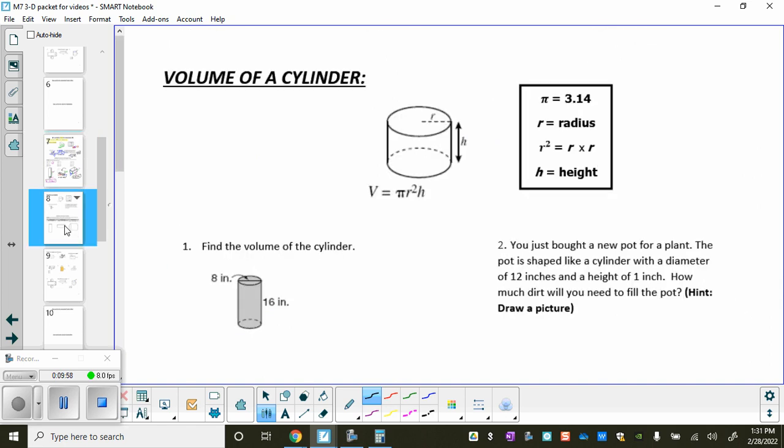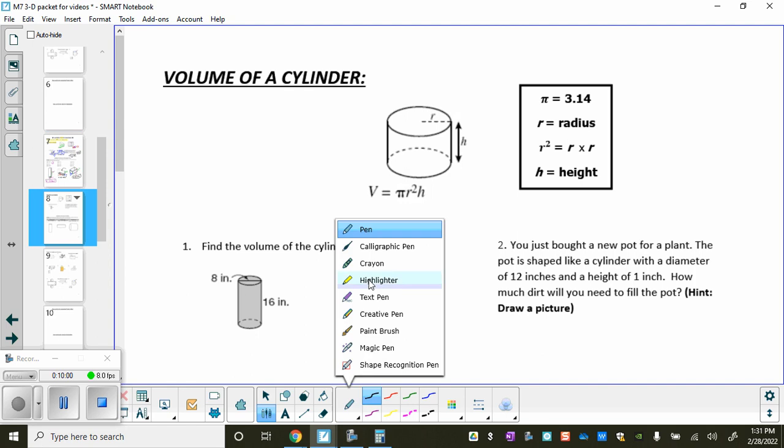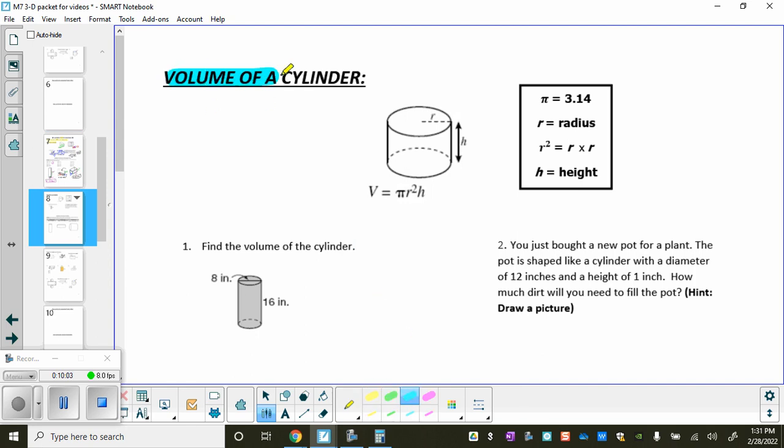All right, now we're going to switch gears and move over to volume of a cylinder. So if a cylinder has a circle bottom, it's going to be pi r squared, and then simply times height. So you'll notice in this formula, the pi r squared comes from the area of the base. It's the area of this piece, so the pi r squared.